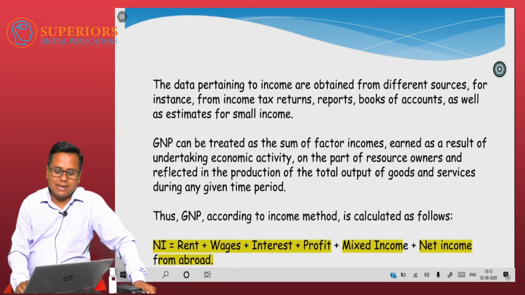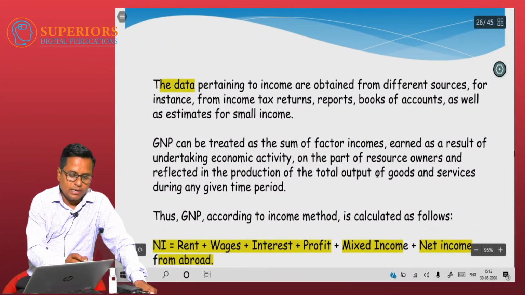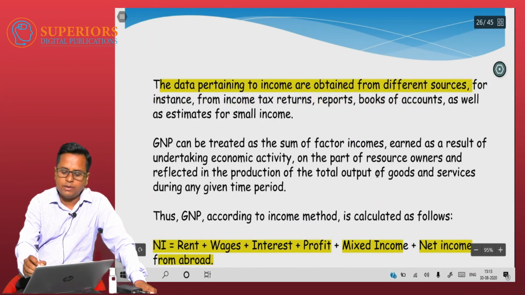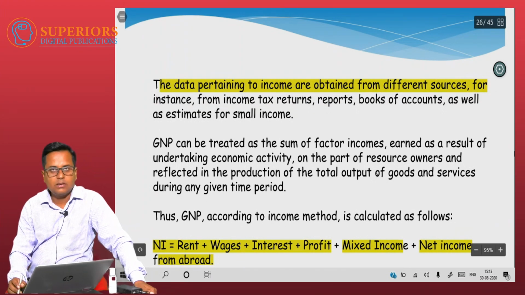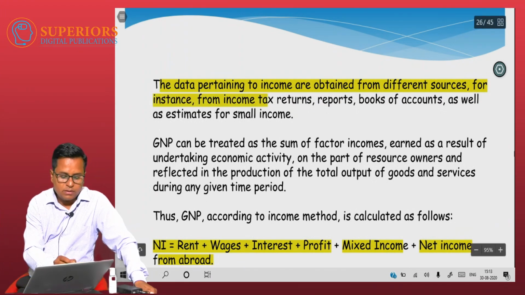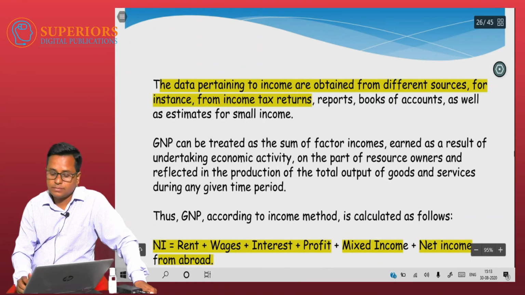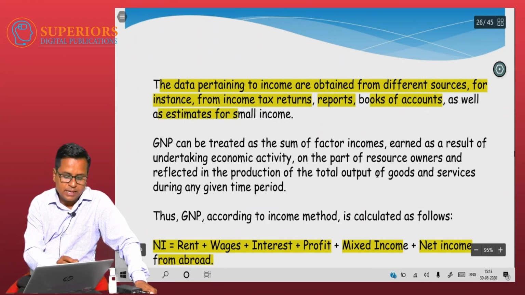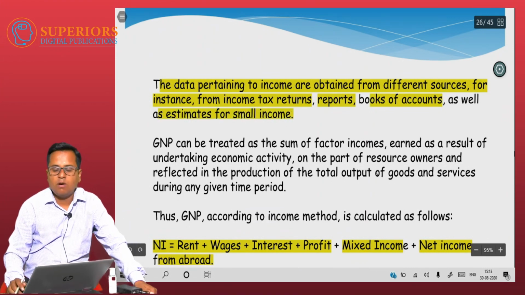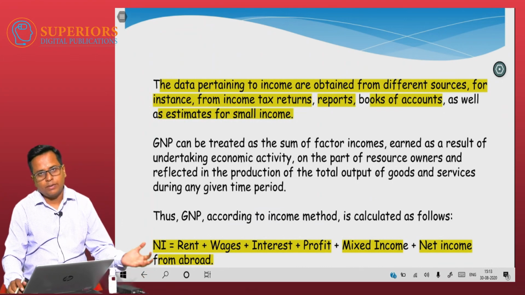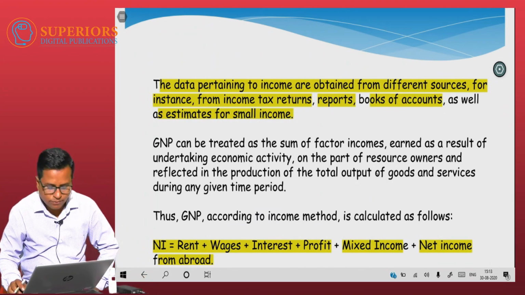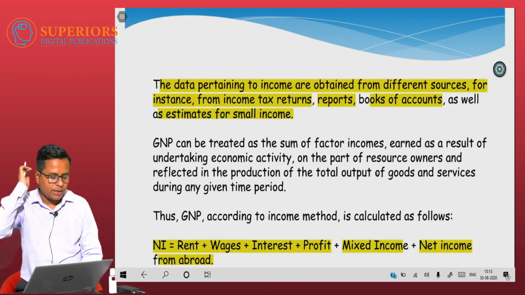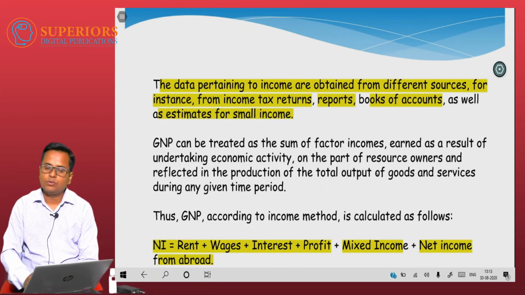So, how is the data collected? See, the data pertaining to income are obtained from different sources. For example, income tax returns, reports, books of accounts, as well as estimates for small income. So, whatever data is required for measuring national income through the income method, that is obtained through these sources.